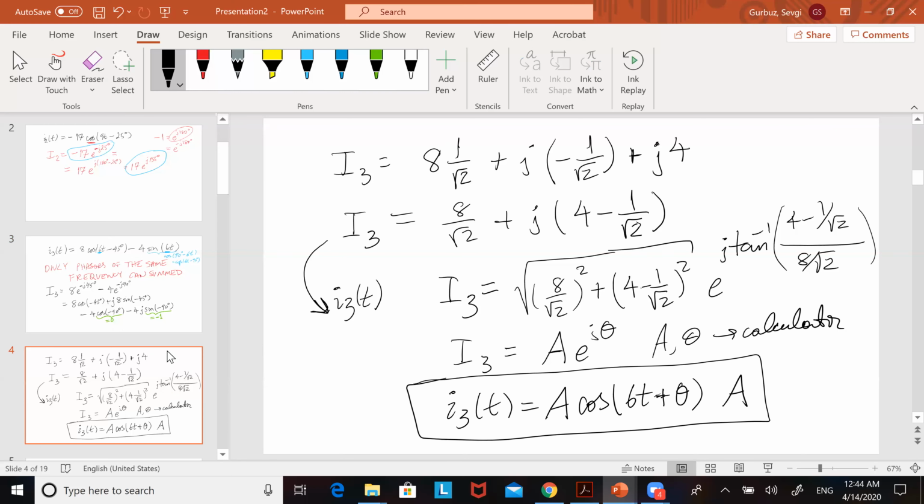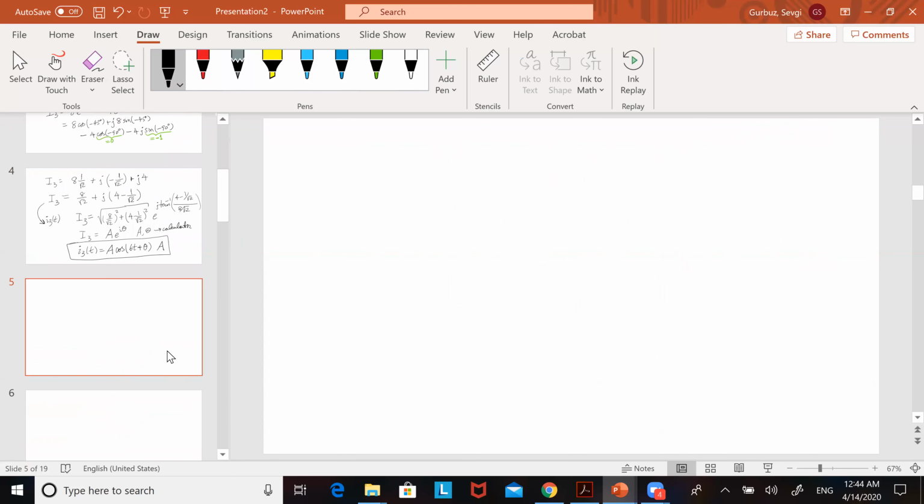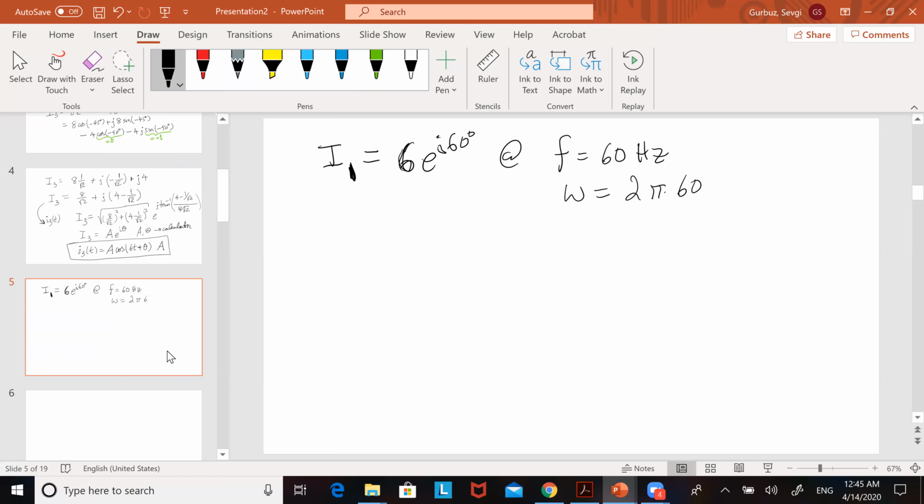So let's do another example of how we would do this. Let's take as an example a current I1, which is equal to 6. So this is the phasor 6e to the j 60 degrees at a certain frequency. Remember, the phasor is only understandable if you define it for a certain frequency. So let's say I've defined this at a frequency of 60 hertz. Since this is in hertz, I first need to convert this frequency into radians. In radians, the frequency is 2 pi times 60 radians.